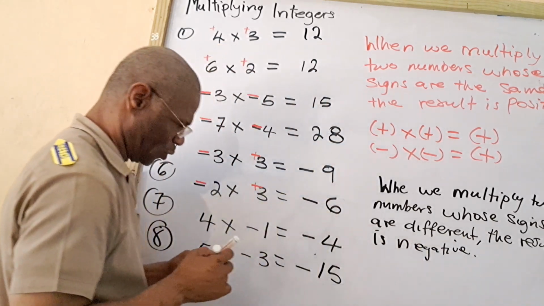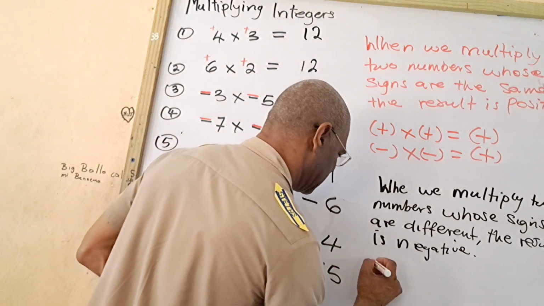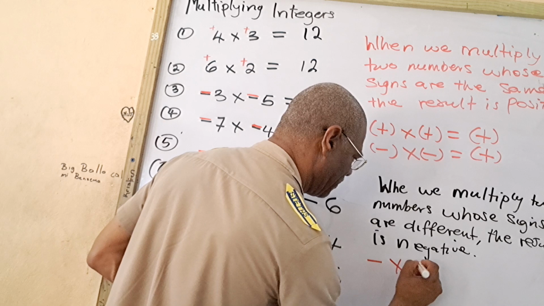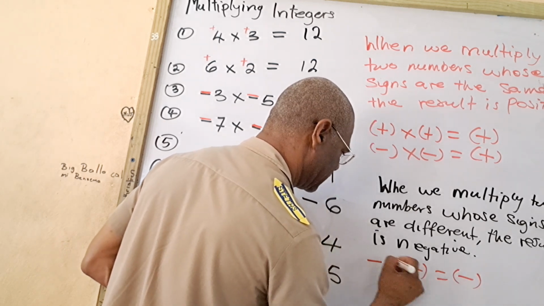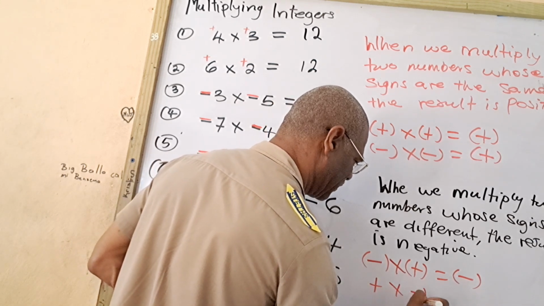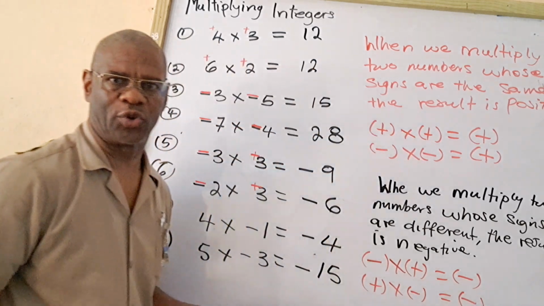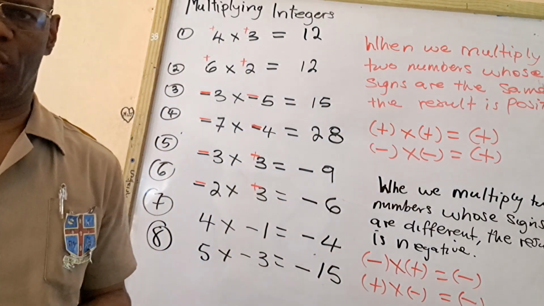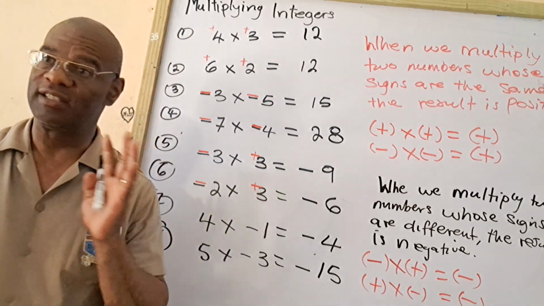So we can say negative times a positive equals a negative. And then positive times a negative equals a negative. So once you're multiplying two numbers whose signs are different, the result is going to be negative.